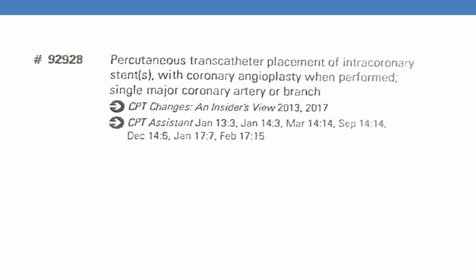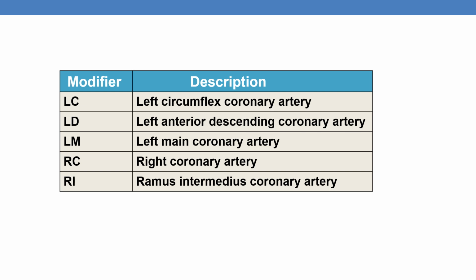Along with coronary angioplasty, stent placement is also done, and in this CPT description itself, both coronary angioplasty and the stent are included. So the answer is 92928. Percutaneous transcatheter placement of intracoronary stent with coronary angioplasty when performed, single major coronary artery or branch. Now whenever we are coding coronary artery, there are certain modifiers to indicate which type of coronary artery and its respective branches, the main branches.